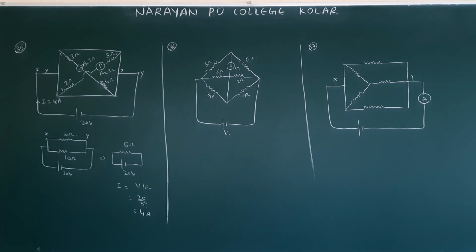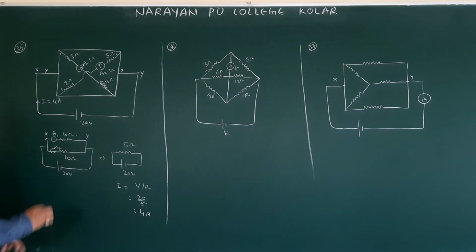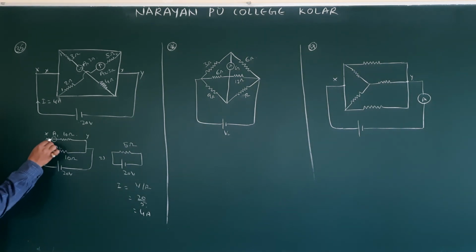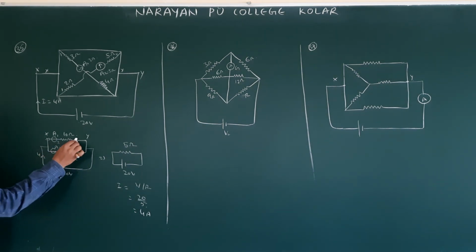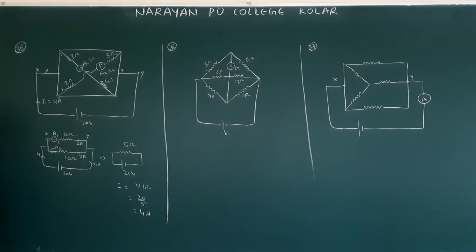Next, the second one: the reading of A1 is 2 amperes. One branch has A1, another has A2. Therefore the 4 amperes is going to divide equally, 2 amperes and 2 amperes. So statements 2 and 3 are correct, which means option 3 is correct.